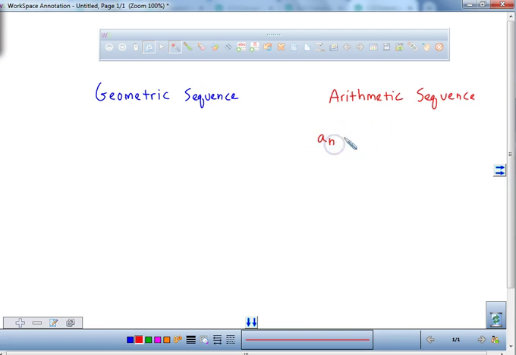A_n equals the very first term. So the nth term will always be the first term, plus n minus 1 times d. Now just remember this. A_n equals the nth term. Okay? So that's the nth term. A_1 is equal to the first term. And d represents what's known as the common difference.